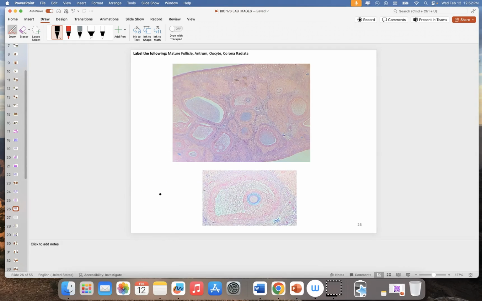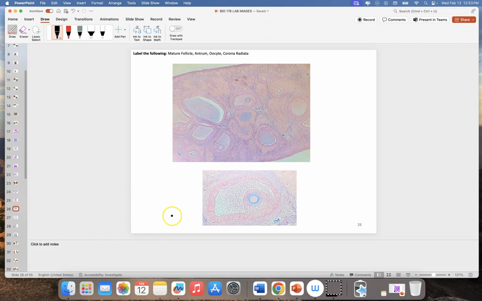In this video, we are going to take a look at the ovary underneath the microscope. When we look at the ovary underneath the microscope, we are going to focus in on the mature follicle and some of the structures that are associated with that follicle.